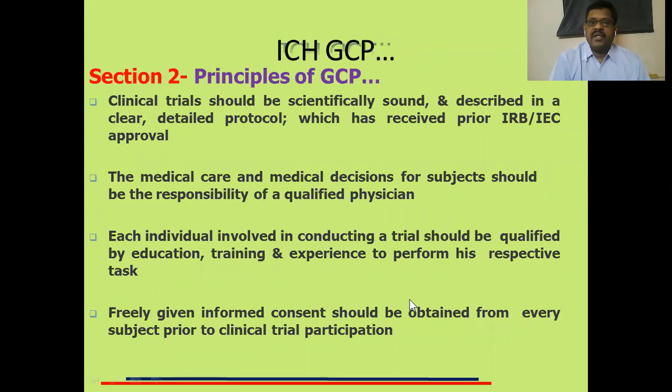Principle continues. Clinical trials should be scientifically sound and described in a very clear, detailed protocol which has received prior IRB/IEC approval. We know very well that for our research, we take approval from the Institutional Review Board and Independent Ethics Committee. That is, before initiating any study, we have to take approval from them. So in the detailed protocol, all procedures should be explained in detail. And we have to give supportive documents to justify the risks and benefits mentioned in that.